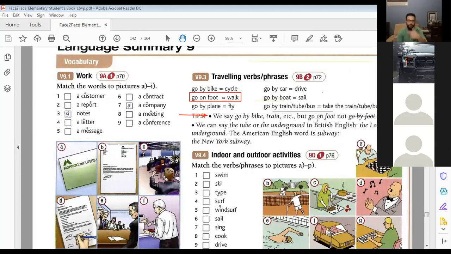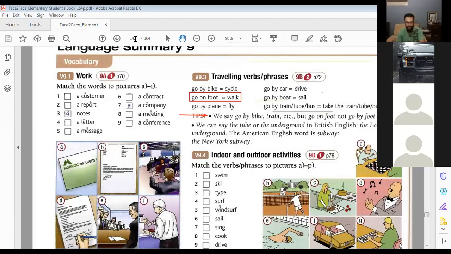You can say tube, underground, metro, subway. All of them are words used in English to talk about the same thing. But each country uses a different word, okay? But you can use any word you want. If you go to the UK, British people usually say underground or tube. In London, they say the tube. So these are some verbs and phrases about traveling and transport, okay? All of them we say by bike, by plane, by car, by boat, except on foot.